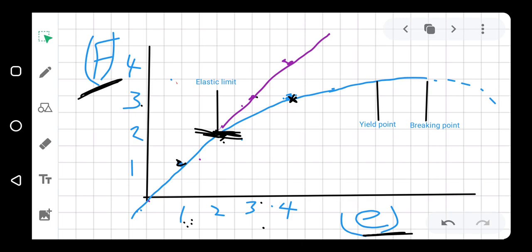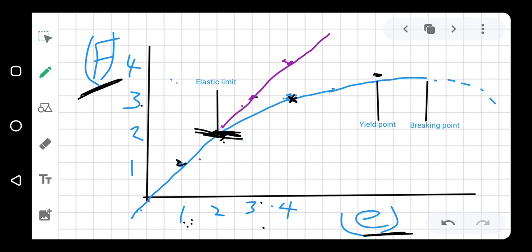Now, when we continue to add more load to the material, it will continue to go like that until, at another point here, we call the point the yield point. At that yield point, the material has carried its maximum load. Any applied force again does not produce any change in extension. So the curve or the graph at this point will now flatten.